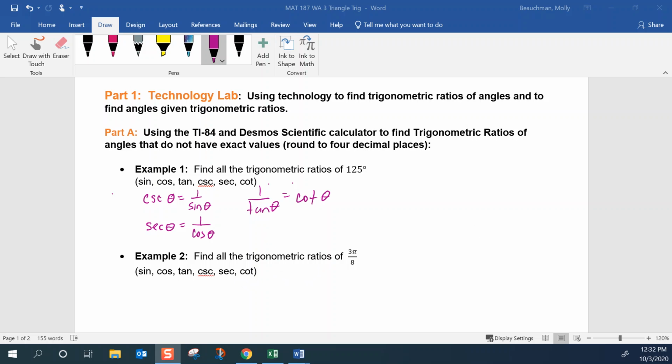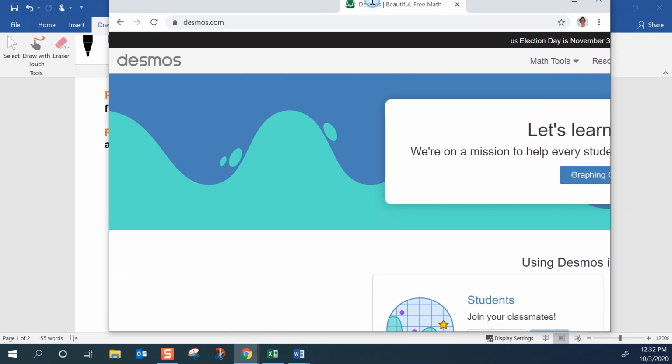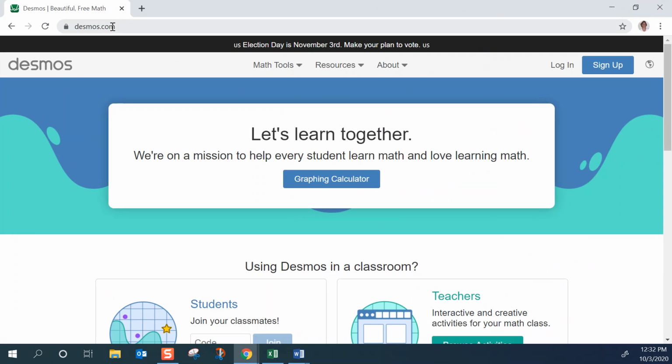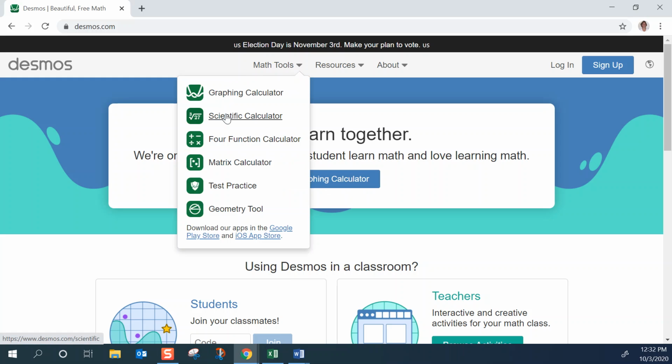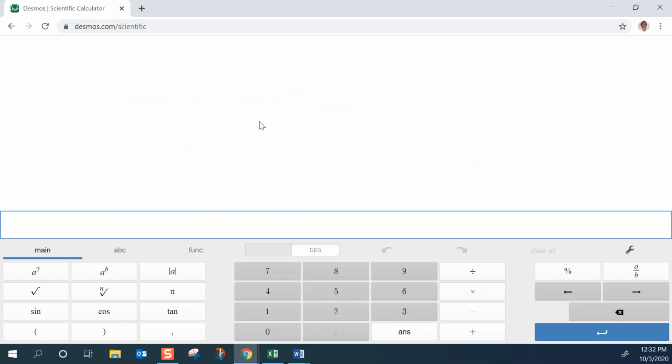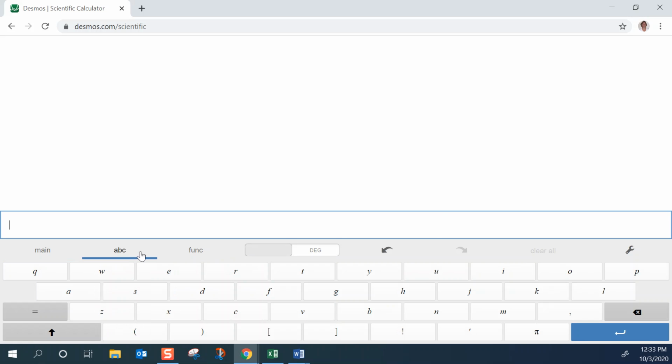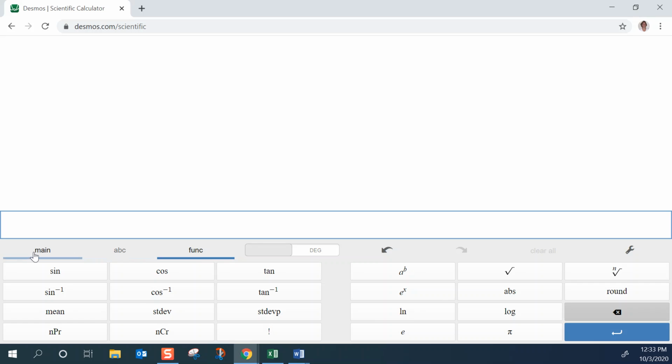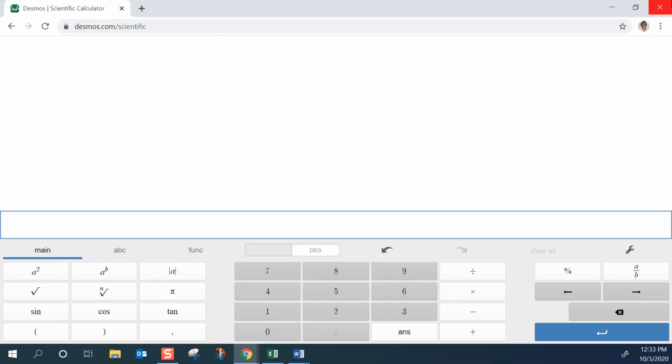So go ahead and open Desmos. Go to desmos.com. The graphing calculator is on the front page, but the math tools, they also have a scientific calculator. So on the scientific calculator, notice we have the trig functions here, sine, cosine, tangent, and then degrees and radians. There are other functions in here as well, so you can explore a little bit, but I'll go back to the main page.